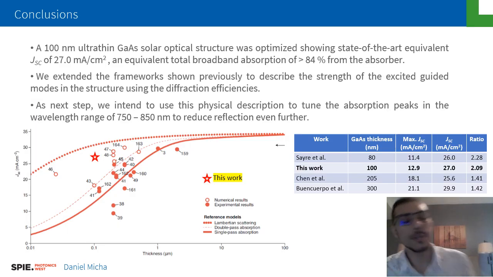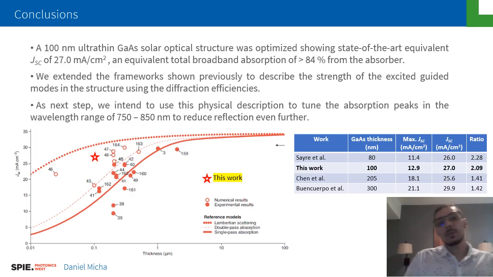So to conclude, we showed in this work a very optimized optical structure for a 100 nanometer gallium arsenide ultrathin solar cell with an optically equivalent GaAs current of 27 milliamps per square centimeter, which is one of the highest values ever achieved for this thickness range. We can see in this table that our result is high.